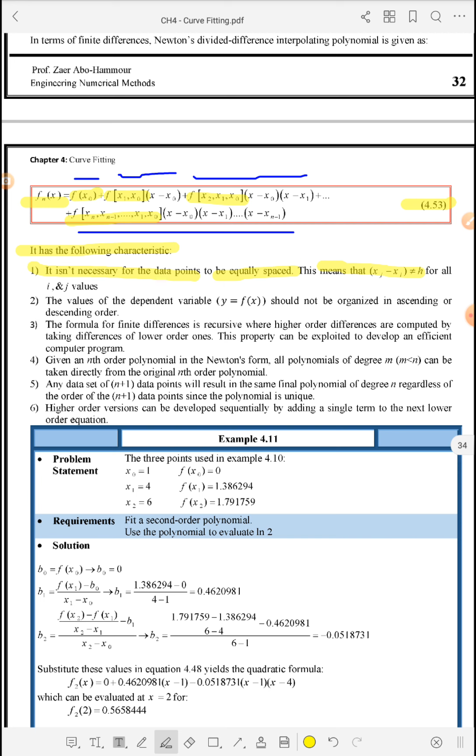The second, the values of the dependent variable, which is y, should not need to be organized or sorted in ascending or descending order. We can have any order, regardless. It is not necessary that I sort the available nodes, the data points, in ascending or descending order. Any random order of the data points will result in the same unique final interpolating polynomial, and this is what I mentioned in the previous minutes. Based on that, there is no need for any sorting process for the data points, ascending or descending.